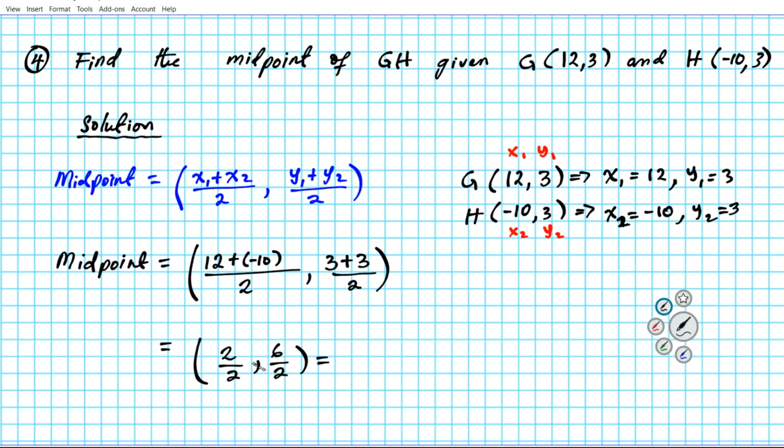And then your final answer, 2 over 2 is 1, comma 3. All right, so the midpoint of GH is 1, 3. So that's the point that's directly at the middle of these 2 points if you graph them on the same coordinate system.